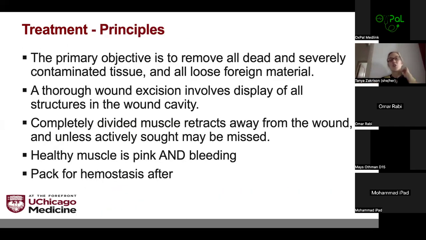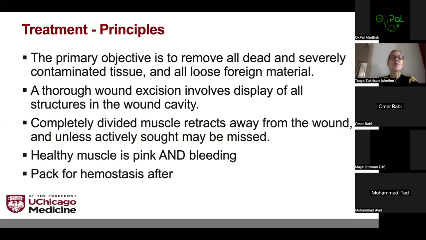And then you want to change your dressings every 24 hours. And you want to be careful. I'm sharing some material with you from the World Health Organization and the International Committee of the Red Cross about war wounds. They talk about not packing the wounds.